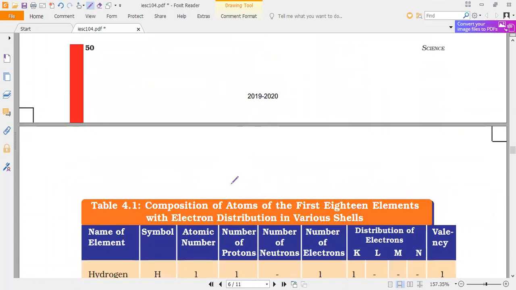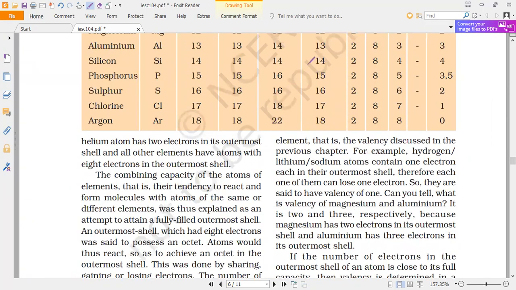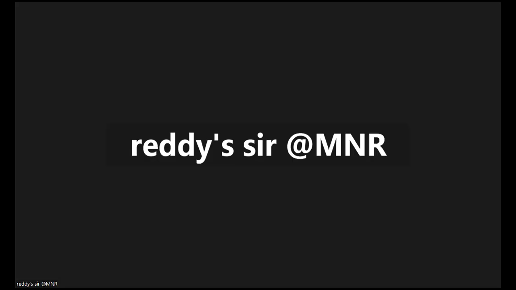We will continue in the next class with the discovery of neutrons, as well as electron distributions. Is it okay, everybody? With this, I'll stop. Please complete anything incomplete. We'll meet in tomorrow's class. Thank you, all of you.